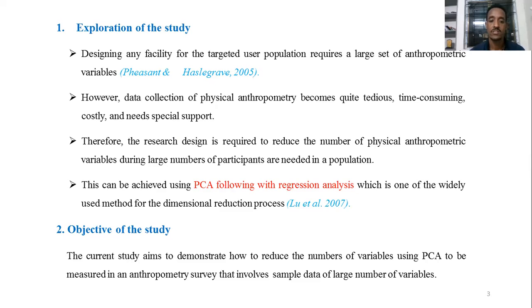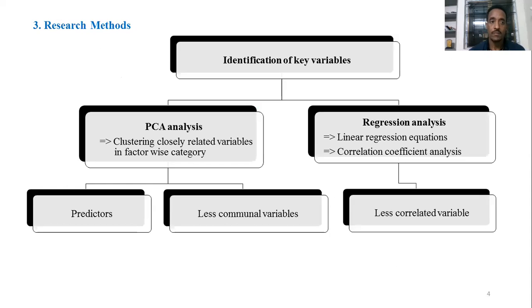So the current study aims to demonstrate how to reduce the number of variables using PCA when large numbers of variables are involved. In this research method, to identify those key variables, we used two analysis methods: PCA analysis as well as regression analysis.